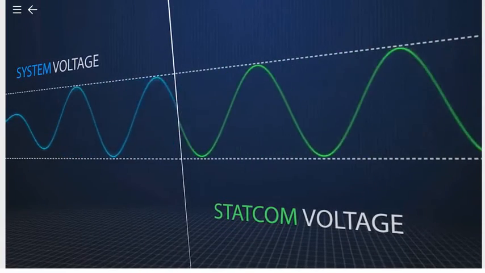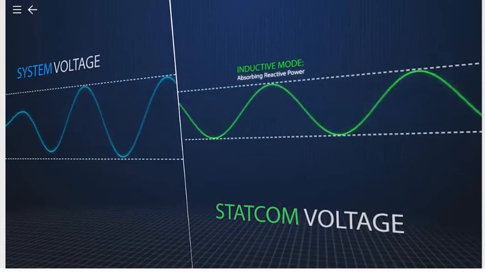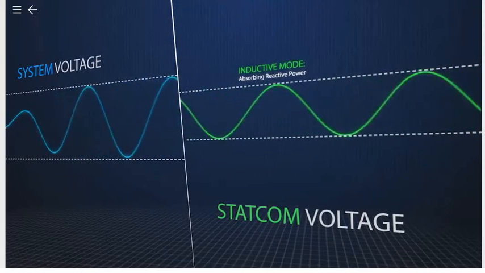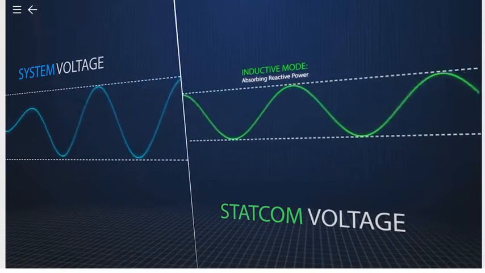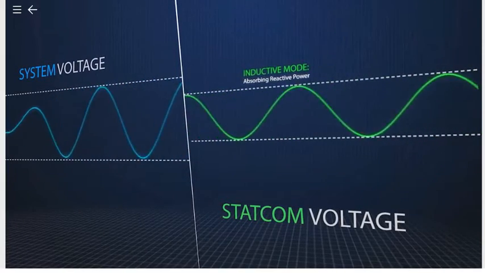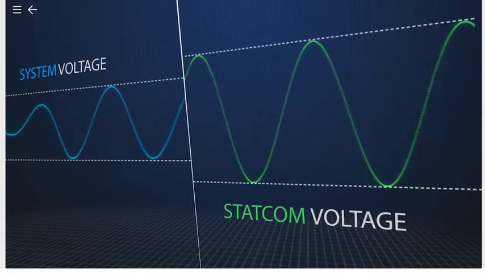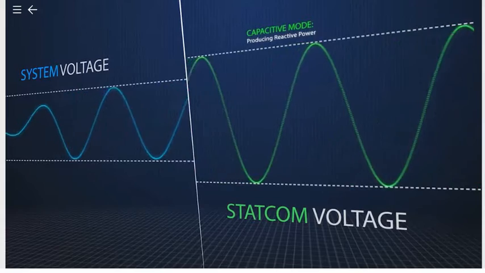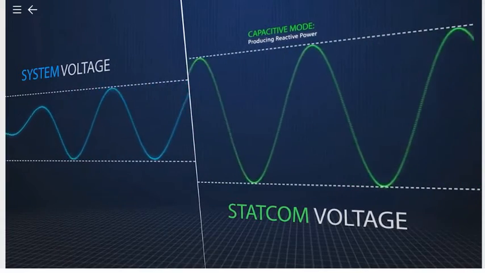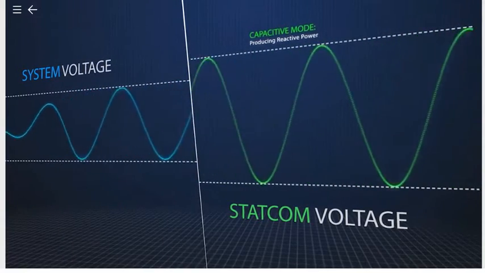When in the inductive mode, the voltage waveform generated by the STATCOM is smaller in magnitude than the grid voltage, thereby absorbing inductive reactive power from the network. When in the capacitive mode, the voltage waveform generated by the STATCOM is larger in magnitude than the grid voltage, thereby generating reactive power to the grid.